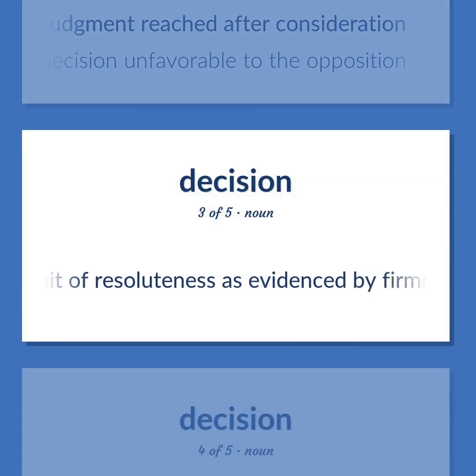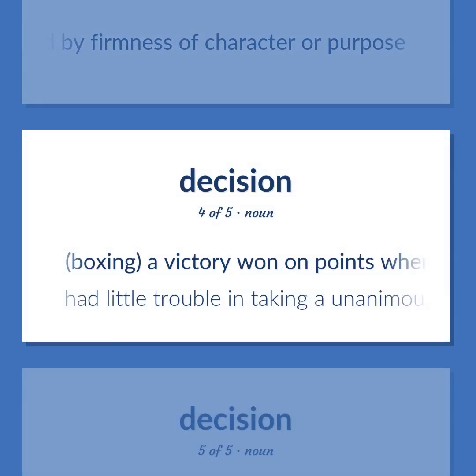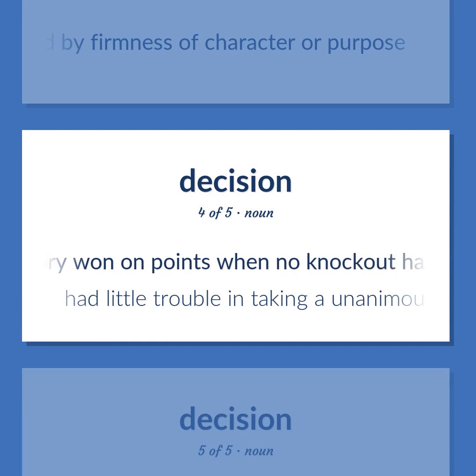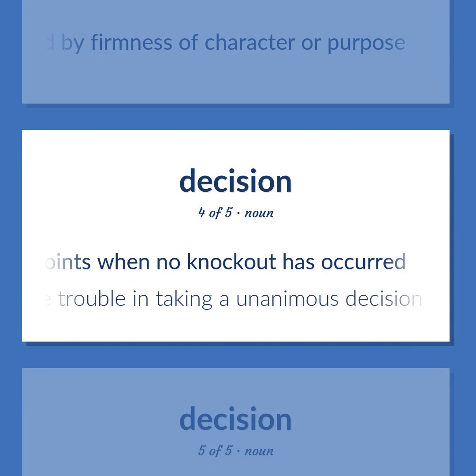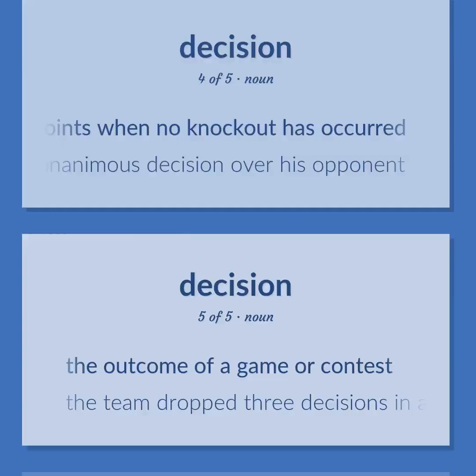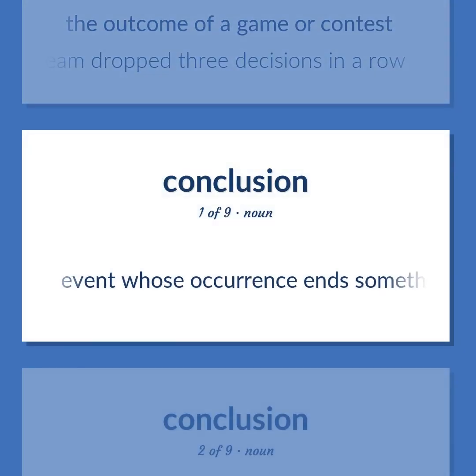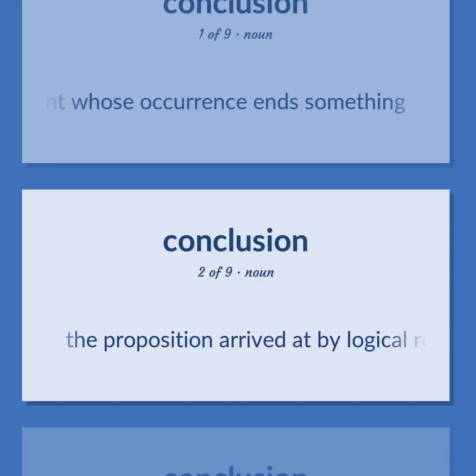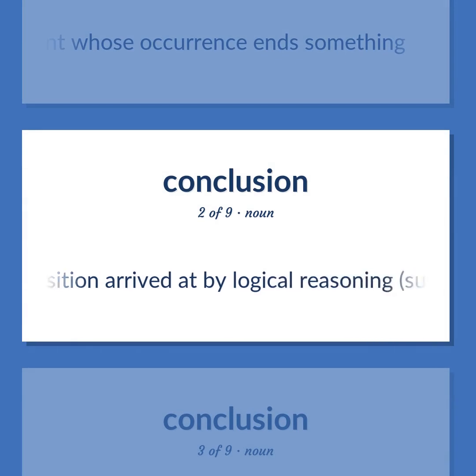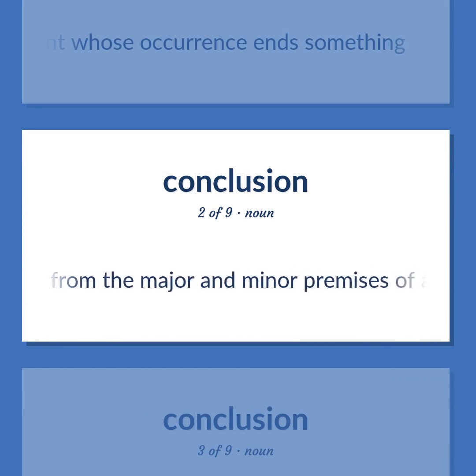The trait of resoluteness as evidenced by firmness of character or purpose. Boxing. A victory won on points when no knockout has occurred. Had little trouble in taking a unanimous decision over his opponent. The outcome of a game or contest. The team dropped 3 decisions in a row. Event whose occurrence ends something. The proposition arrived at by logical reasoning, such as the proposition that must follow from the major and minor premises of a syllogism.